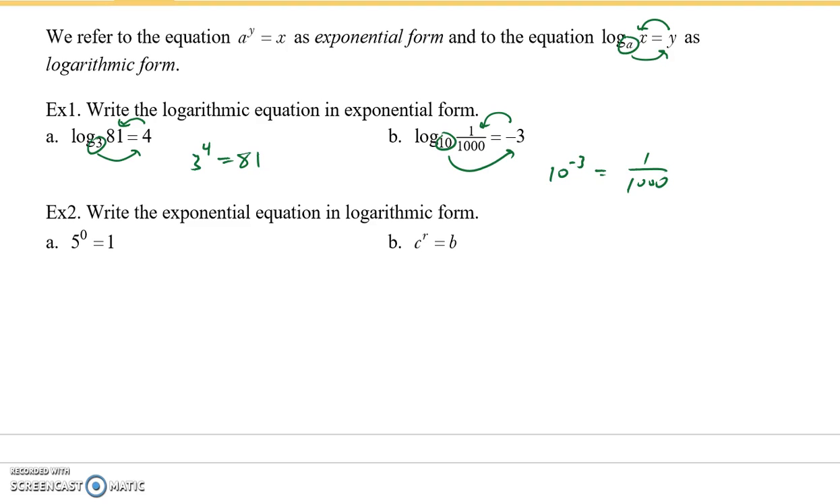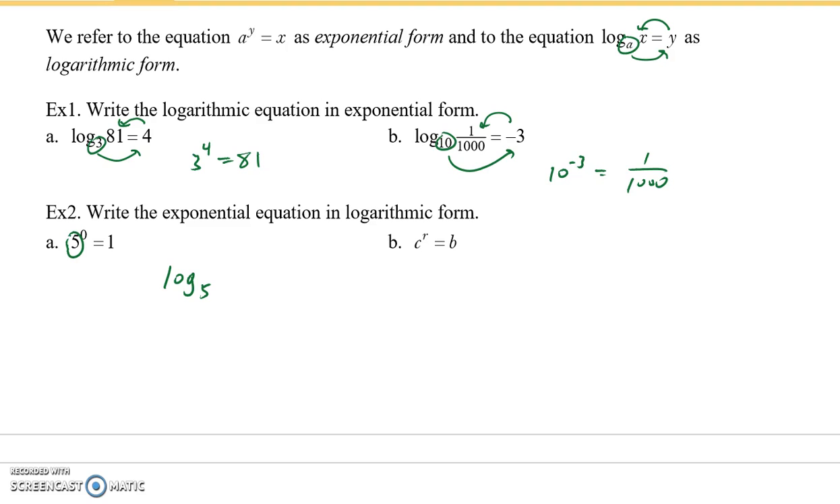Now, we can also convert from exponential form to logarithmic form. I don't have a little trick to show you for this, but I can give you a sense of how you would deal with this. Write the exponential equation in logarithmic form. 5 to the 0 equals 1. Well, what I would say is, first of all, write the word log. That's the easy part. What is the base of the logarithm? Well, the base of the logarithm is identical to the base of the exponential expression. So that would be a base 5 logarithm. Write it as a little 5 as a subscript.